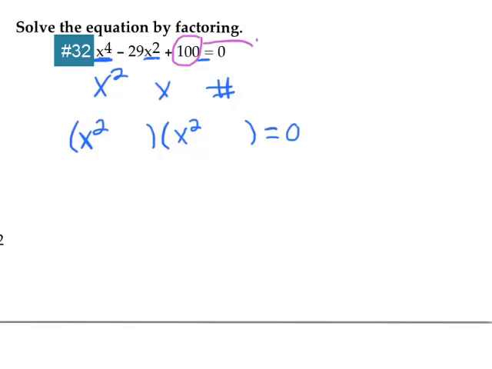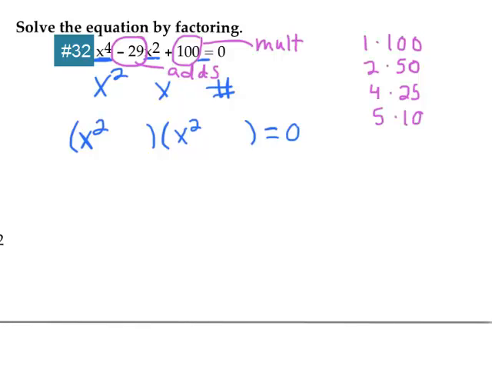We need to say what multiplies together to get 100 that adds to get negative 29. So let's think about all the things that multiply to get 100. 1 times 100, 2 times 50, 3 doesn't, 4 times 25, and 5 times 10. So which of these sets of numbers, if I add them together, gives me 29? This one right here. But I don't want a positive 29, I want a negative 29. So we're going to say that's negative 4 minus 25, which is negative 29. So in my parentheses I put negative 4, negative 25.